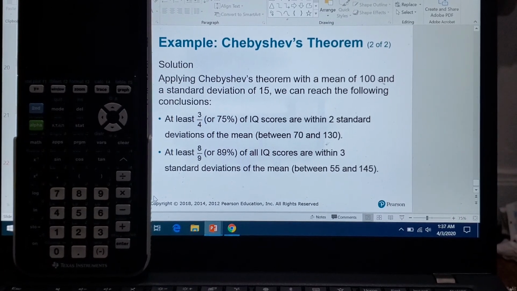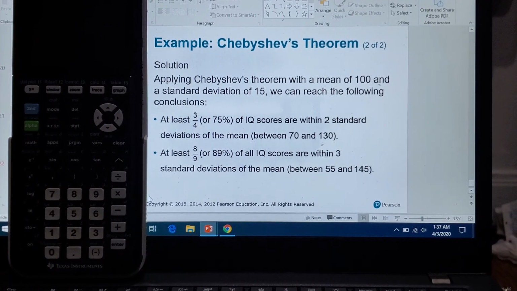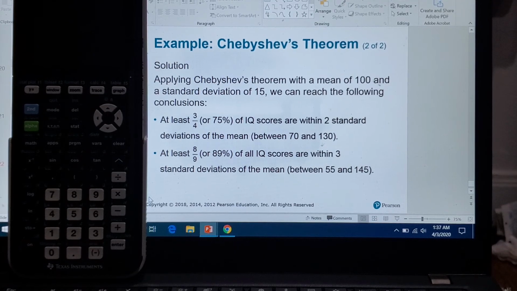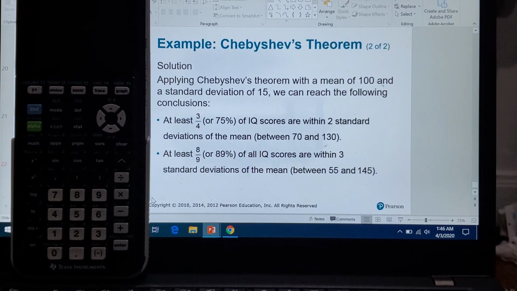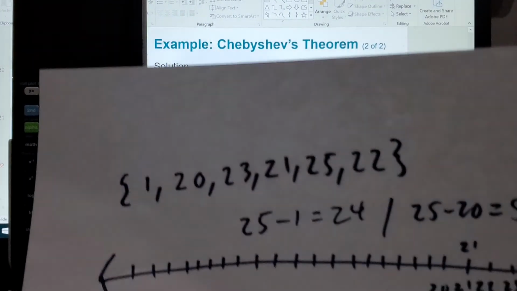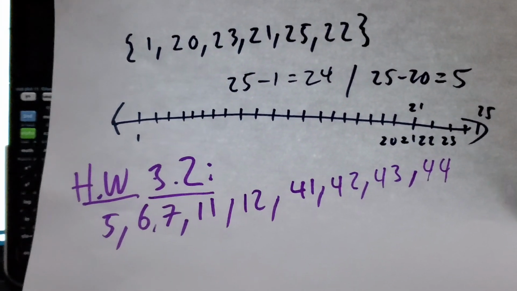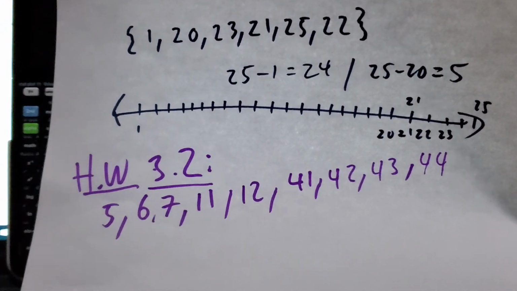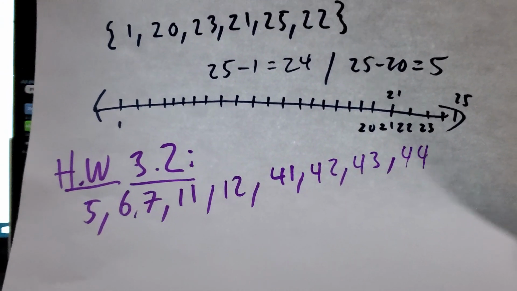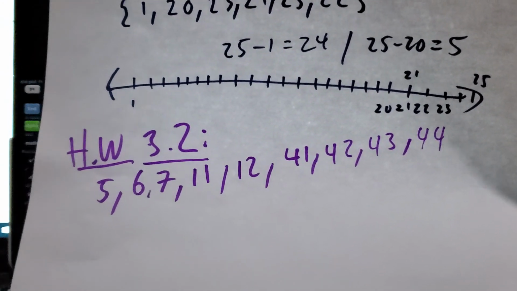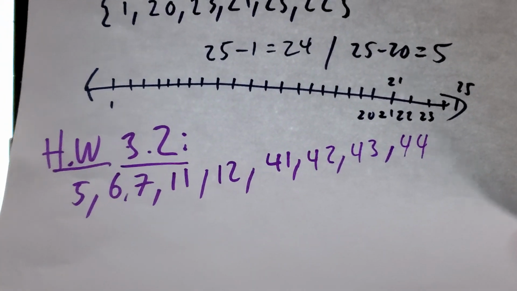Let me give you some homework. Hopefully you can try this a little later. Here's your homework, like I said, right at the end of the video, for 3.2: 5, 6, 7, 11, 12, 41, 42, 43, 44. So it's only a few examples.